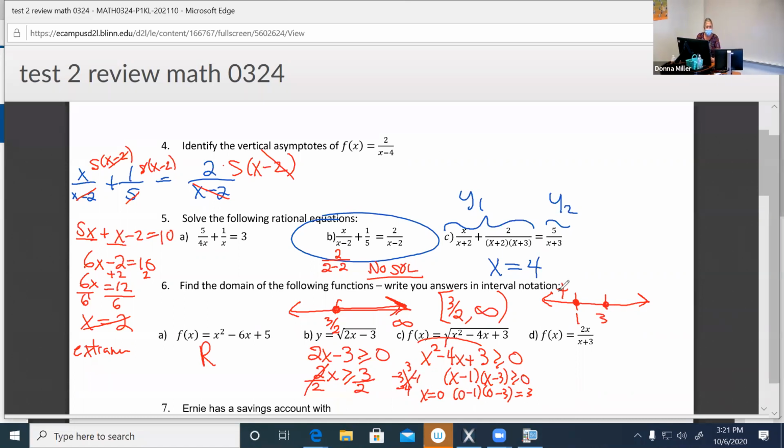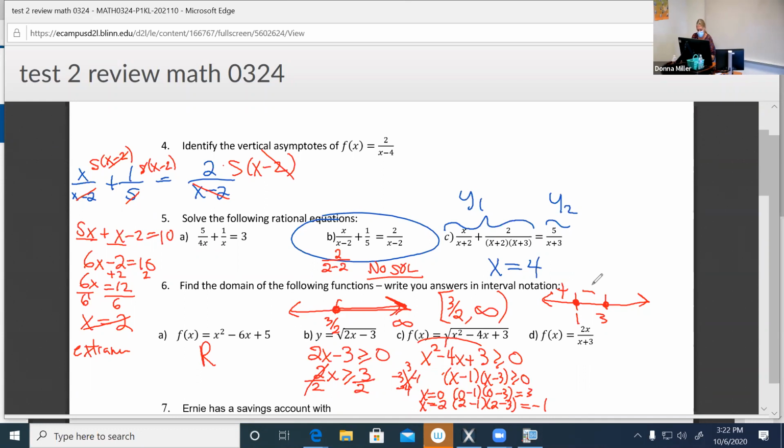Then you pick a number between 1 and 3. 2 is a really good choice. Plug it into the expression: 2 minus 1 times 2 minus 3. If you work that out, that's 1 times -1. So it's negative when x is 2. Is that all right?